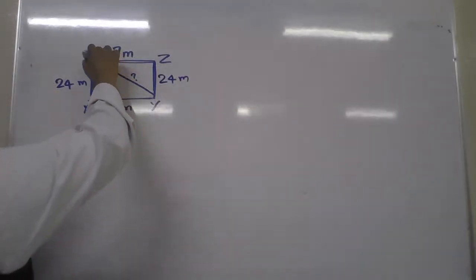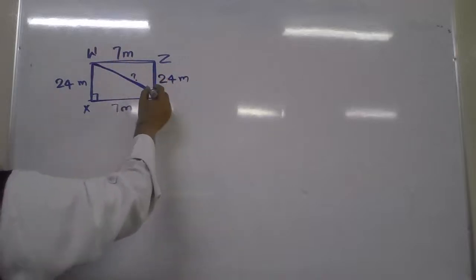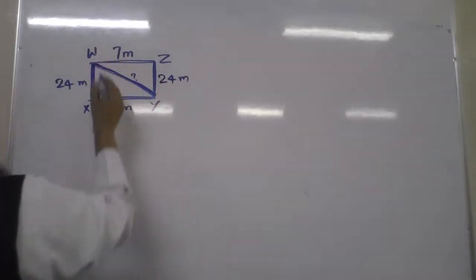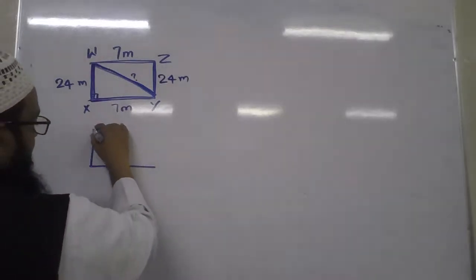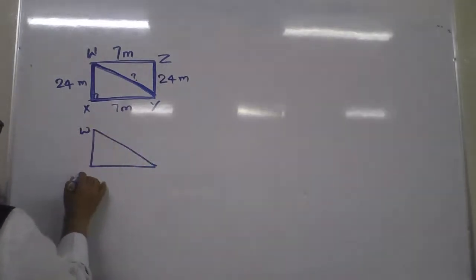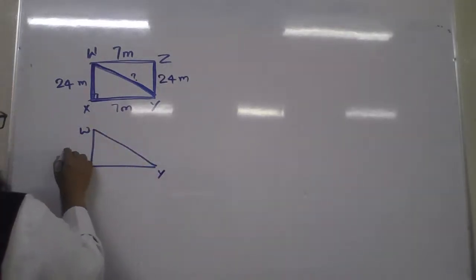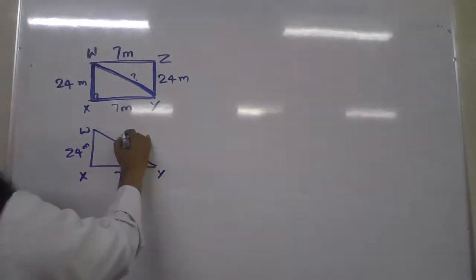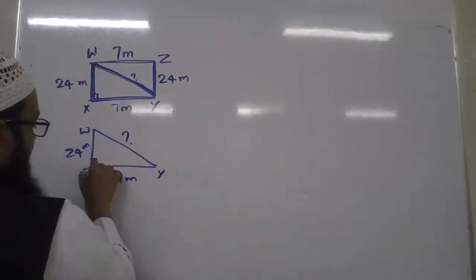Now, what we have to find is WY. You can see that this forms a right angle triangle. Let me draw over here. This is W, this is X, and this is Y. This is 24, and this is 7 meters, right? Now you have to find this. And this is 90 degrees.